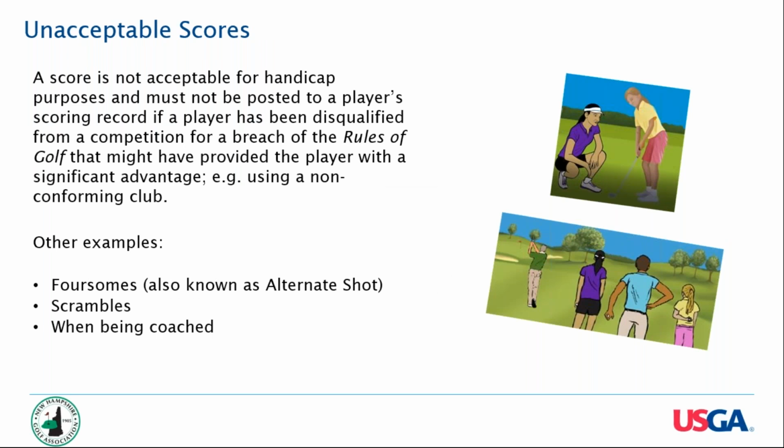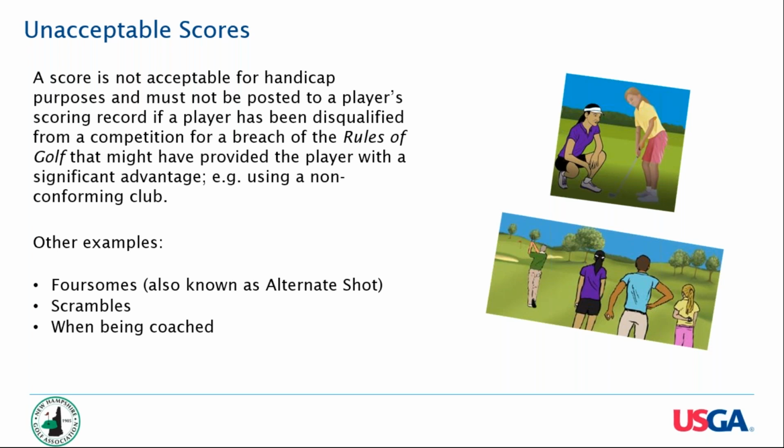And on the other hand, so unacceptable scores, all right? A score is not acceptable for handicap purposes. It must not be posted to a player's scoring record if a player has been disqualified from a competition for a breach of the rules of golf that might have provided the player with a significant advantage. For example, using a non-conforming club. Other examples are foursomes, where it's also known as alternate shots, scrambles, or when they're being coached.